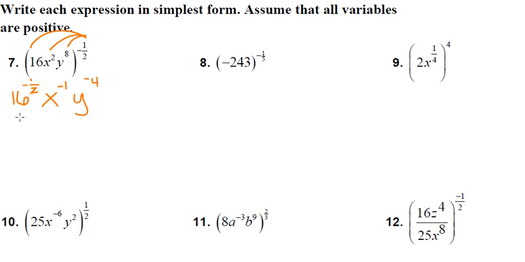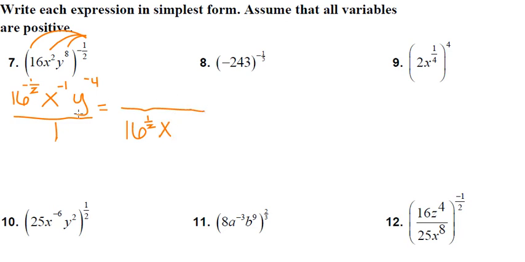So right now, I know that I have a whole bunch of negative exponents. So when I have negative exponents, what I do is I flip them over into the denominator of a fraction. So my 16 to the negative 1/2 is going to become 16 to the positive 1/2 down here. My x to the negative 1 is going to become x to the positive 1, and I'm not even going to write that.